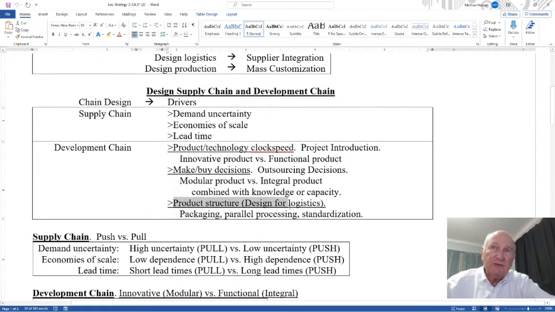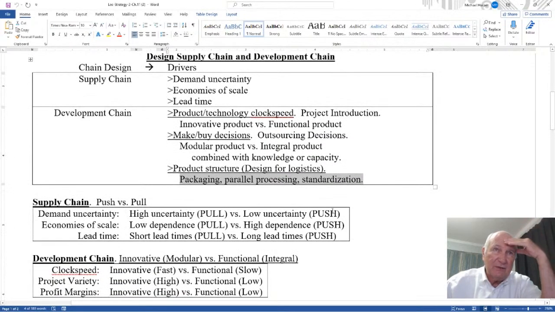And finally, the product structure, your design for logistics, and we'll look at packaging, parallel processing, and standardization. And the packaging has to do with the product, parallel processing is the process, and standardization is the whole supply chain. And we'll look at that here toward the end here.